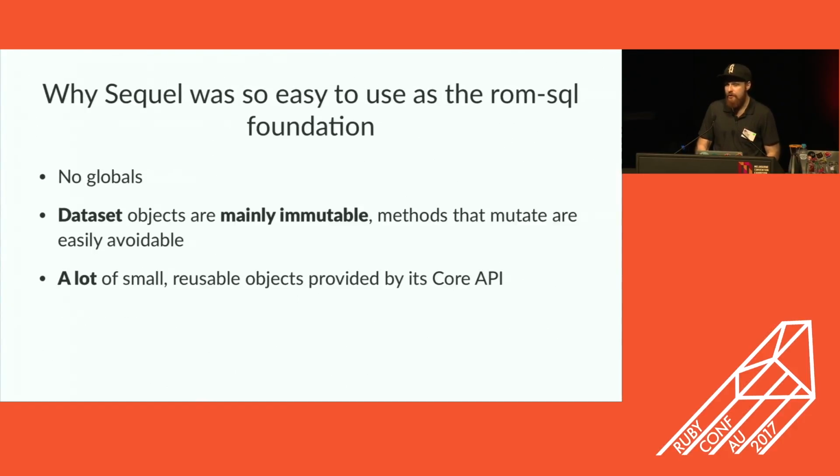Now, why was Sequel so easy to use as the foundation for ROM? Well, first of all, it has no globals. When you use Sequel and connect to a database, you get back a connection object. Then you can ask this object for data sets that correspond to database tables. Data sets are mainly immutable, and in fact, in Sequel 5.0, they will be immutable, like literally frozen, by default. And we already enabled this in ROM SQL, so in ROM SQL, all data sets are already frozen.